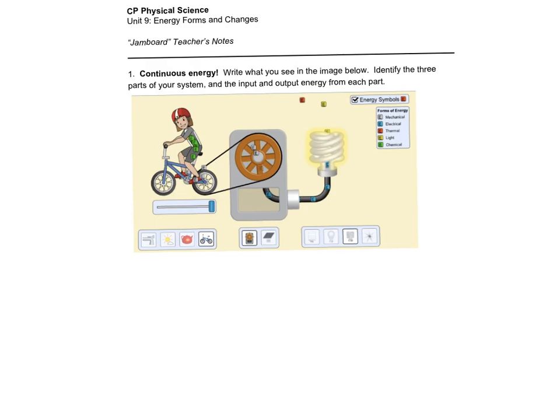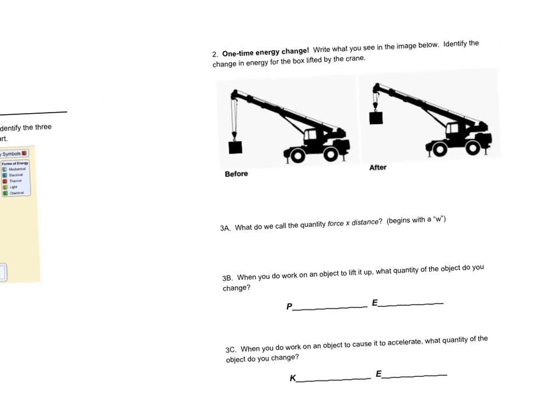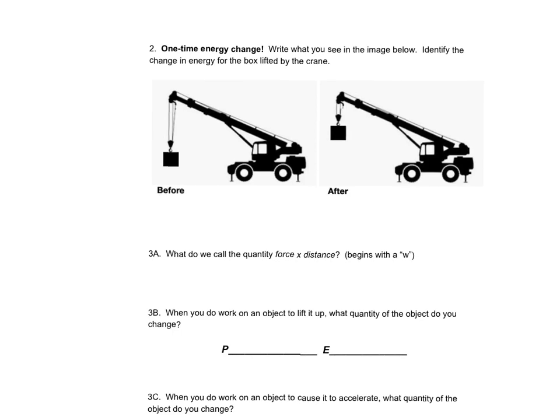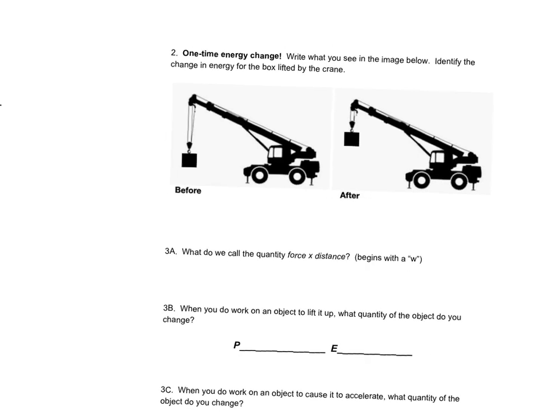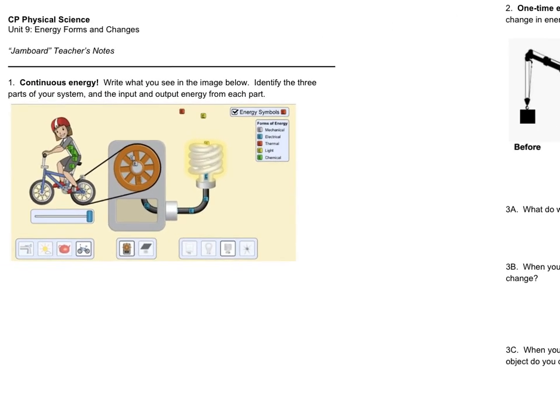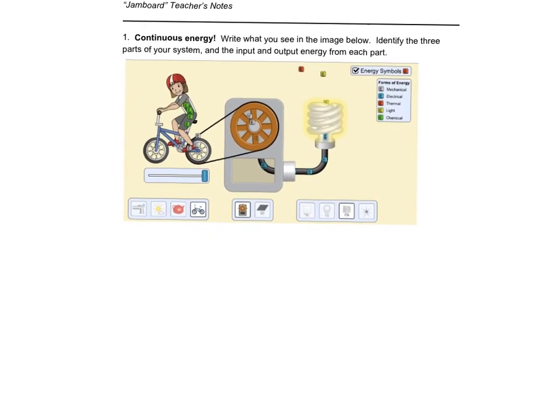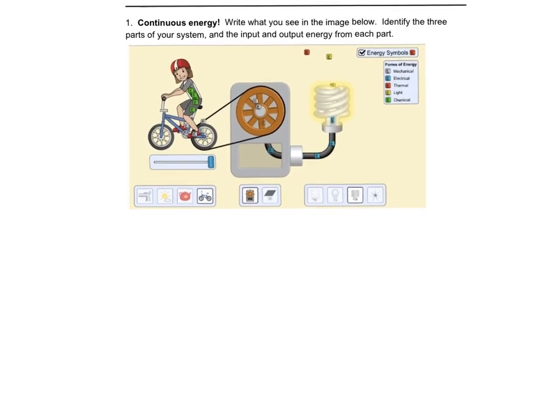So let me just jump over to a question from the book, or something like the question from the book. And the book really focuses on a one-time change. So we lift an object. So I do find that a little bit of a disconnect, but I think we can make that work. So in this first question here, and I'm really thinking about the types of things you would be asked on an assessment, it says, write what you see in the image below. Identify the 3 parts of your system and the input and output energy for each part.